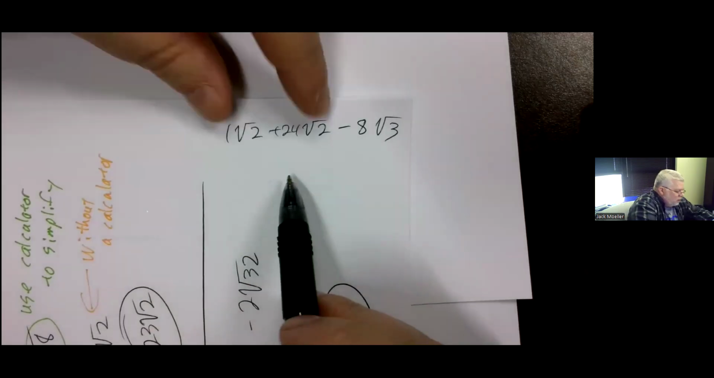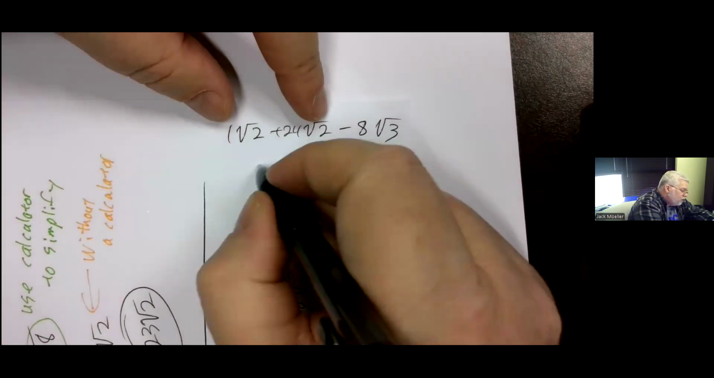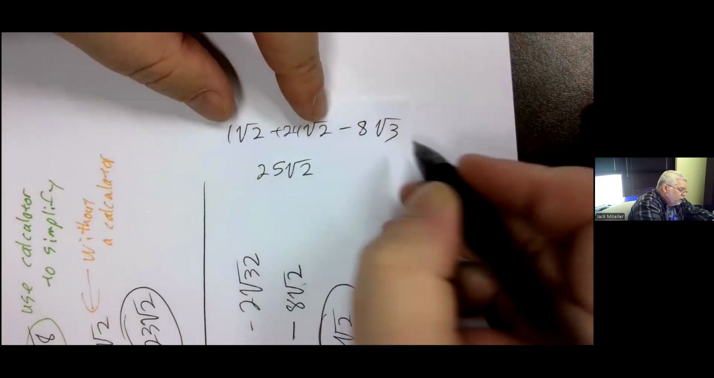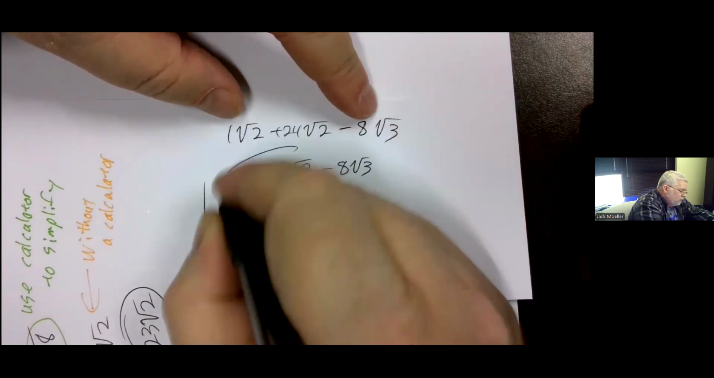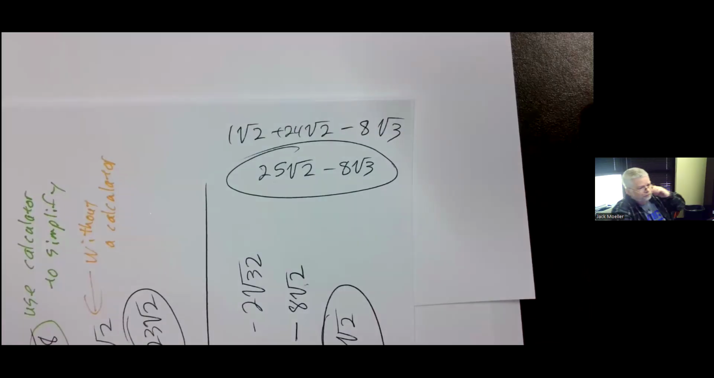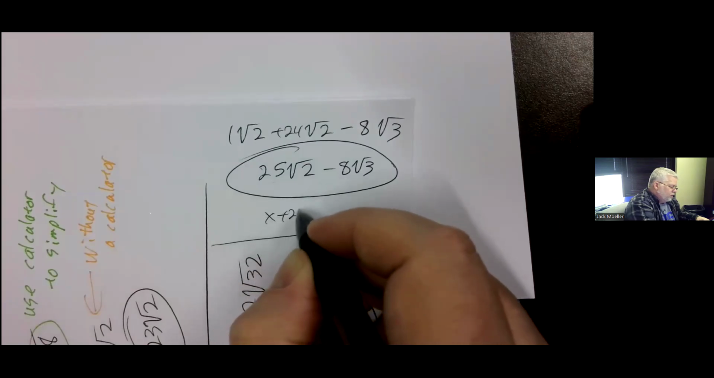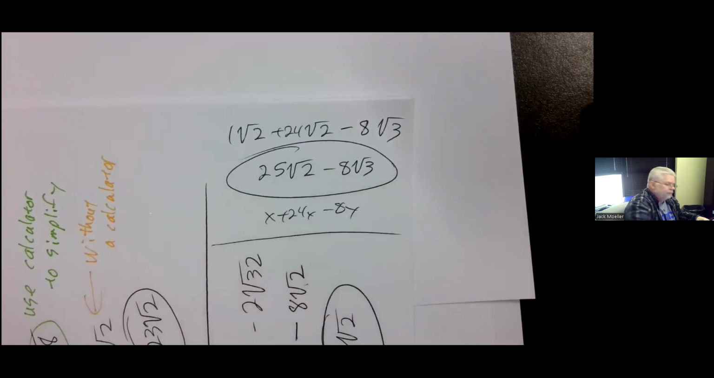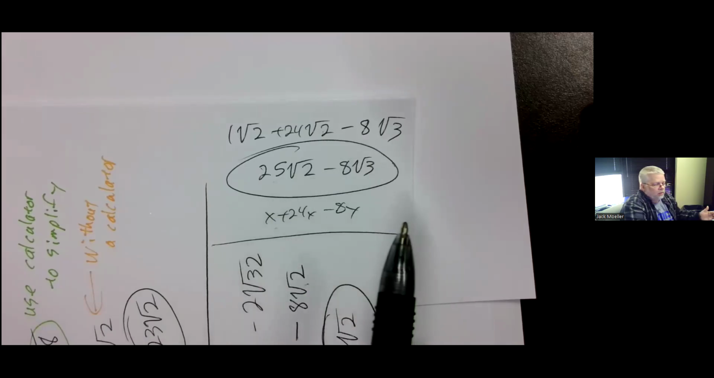But here, those are the like radicals, so those are the ones we can add. So that would be 25 square root of 2. That one does not have a square root of 2, so we can't add or subtract it. So then we'd be done. This is sort of like having x plus 24x minus 8y. You can add the x's, but you can't add the y's with the x's. So if they're unlike radicals, you cannot add or subtract them.